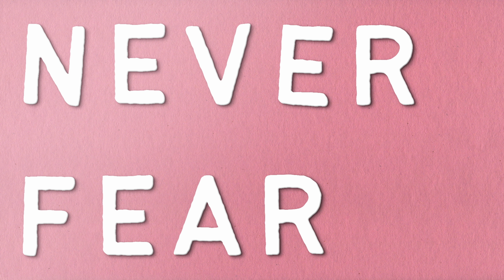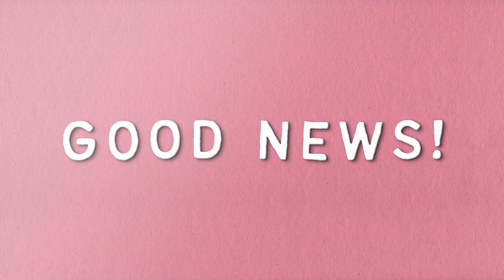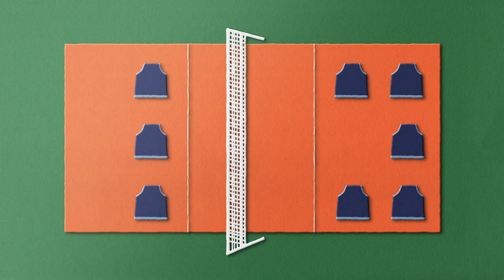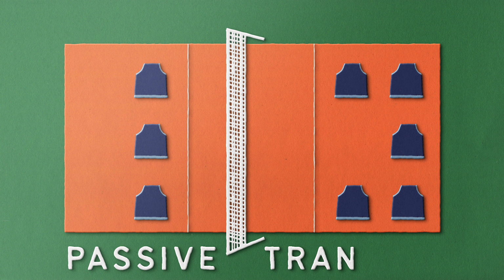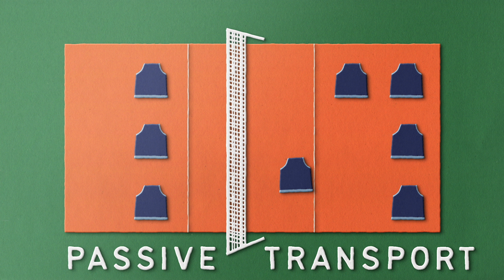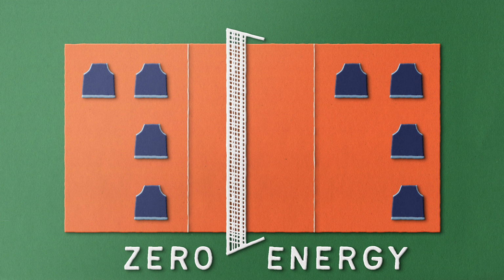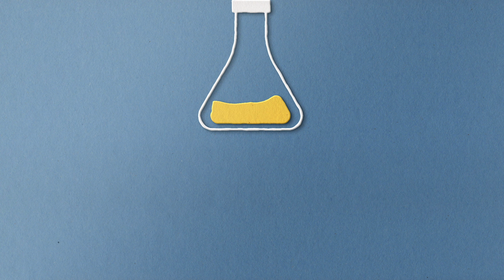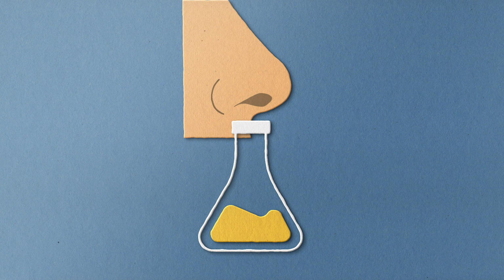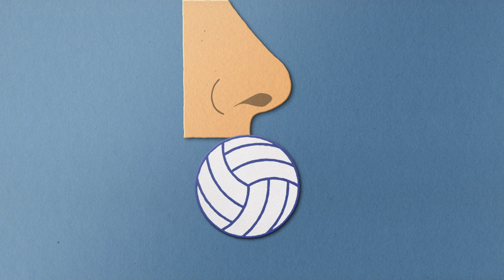Never fear, we do have some good news. You just witnessed a perfect example of passive transport. Evening out the volleyball teams, moving the more populated team to the less populated team, passing through the net, zero energy expenditure on my part, except being an incredible host, of course. We snuck some science in right under your nose and your volleyball jerseys.